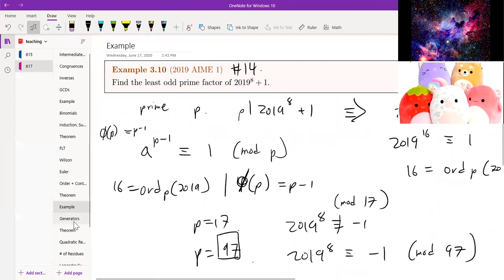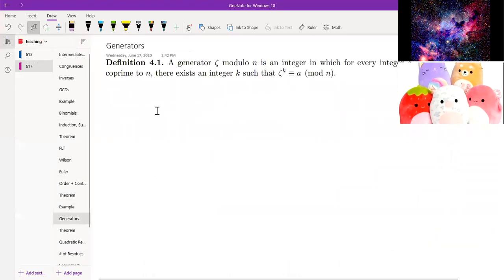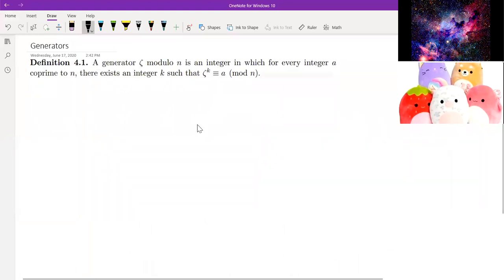I have a bit more time. I'm going to quickly talk about what generators are, because this is a term that people refer to a lot in higher level number theory, but for multiple subjects. So we call a generator zeta. This is the Greek letter zeta. And usually for handwriting, I write it like this, but it's up to you how you want to write it with your hand. So a generator zeta modulo n is an integer for which for every other integer a co-prime to n, there is an integer k such that zeta to the power of k is congruent to a mod n.